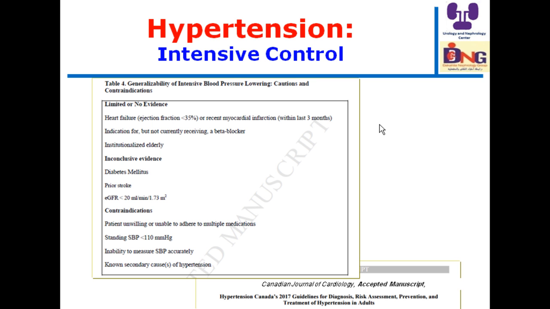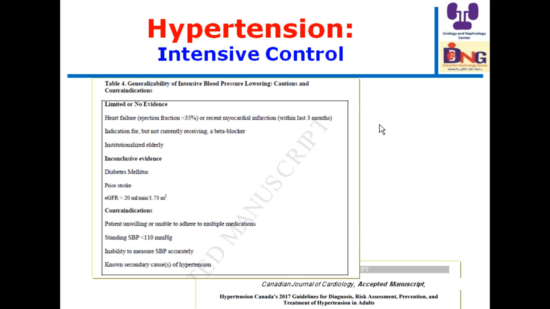Intensive blood pressure control is contraindicated in patients unwilling or unable to adhere to medication, standing systolic blood pressure less than 110, inability to measure systolic blood pressure accurately, and non-secondary cause of hypertension. So we should search for these points before adopting the policy of intensive blood pressure control.